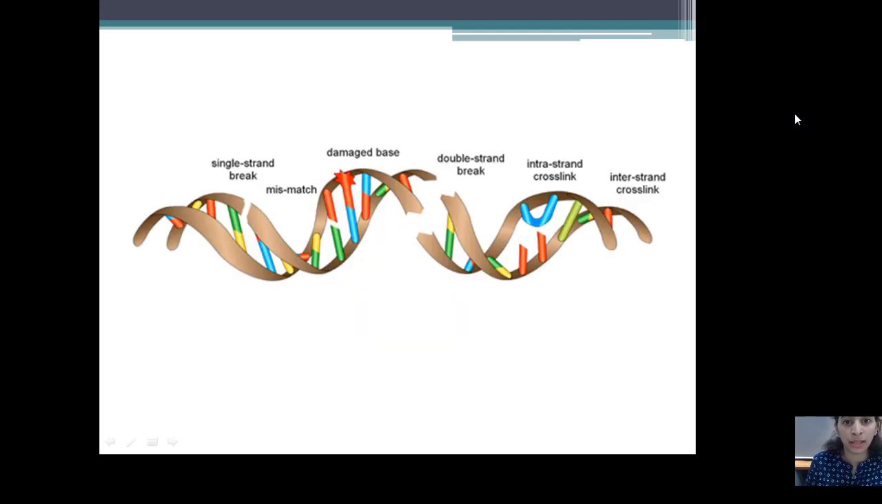So there will be breaks. There can be a double-stranded break, damaged bases, a single-strand break, an intra-strand cross-link, or an inter-strand cross-link.